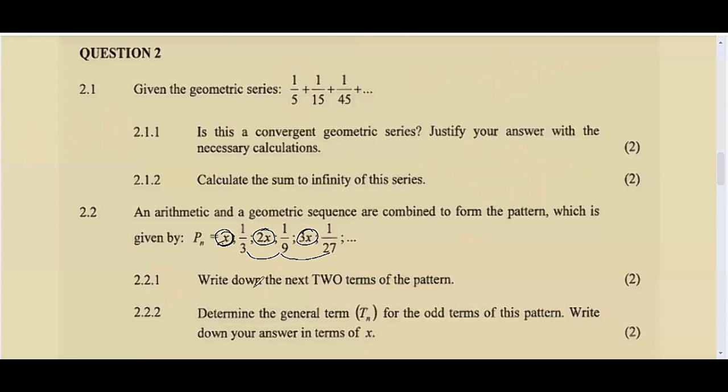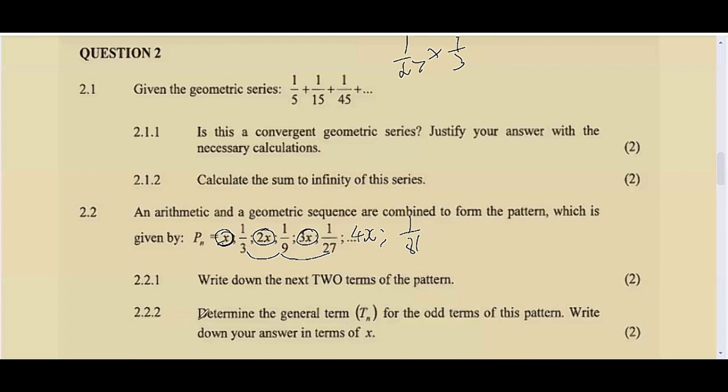Now, 2.2.1 says write down the next 2 terms of this pattern. Now, considering how the pattern has been formed here, we know that the term that follows here should be the one that is arithmetic. So this should be 4x. But then the one that follows here, we are supposed to say 1 over 27 multiplied by 1 over 3. So that should give us 1 over 81, right? So if you say 1 over 27 times 1 over 3, 27 times 3, that's 81. So that's 1 over 81. So the next two terms are 4x and 1 over 81. So that's for 2 marks.